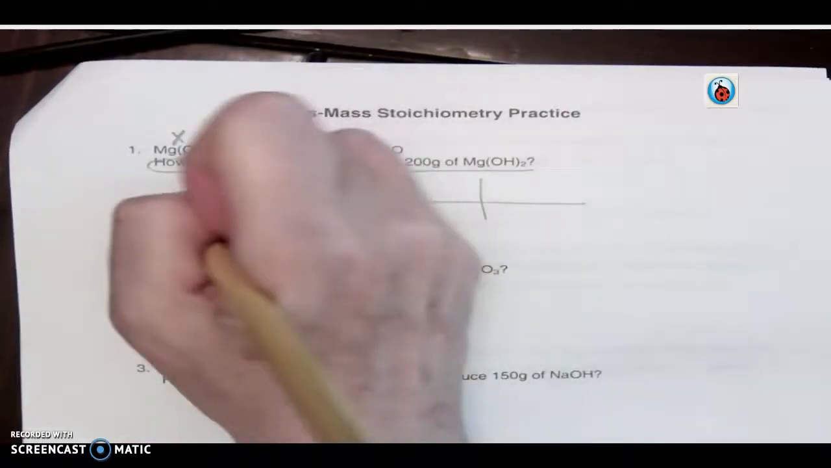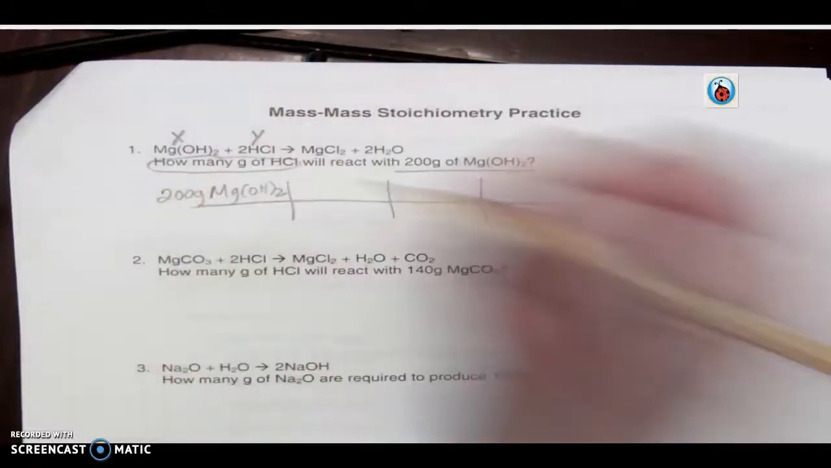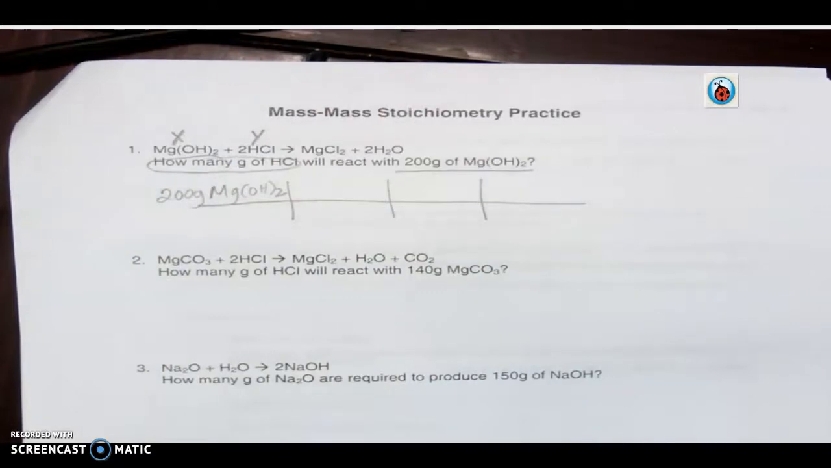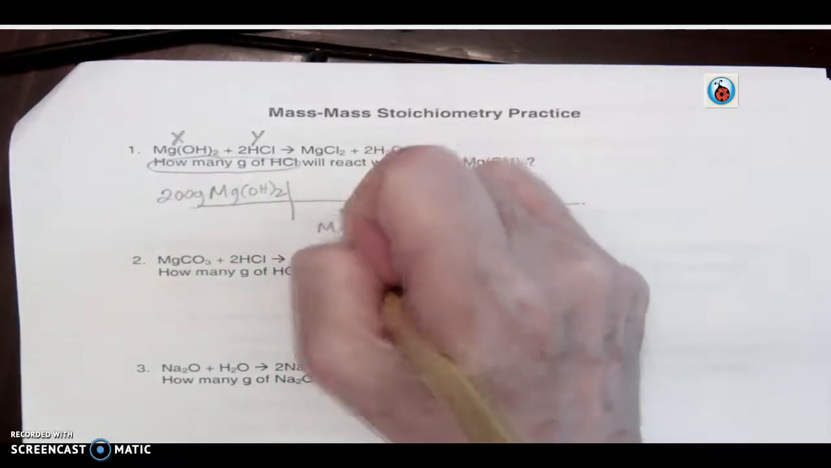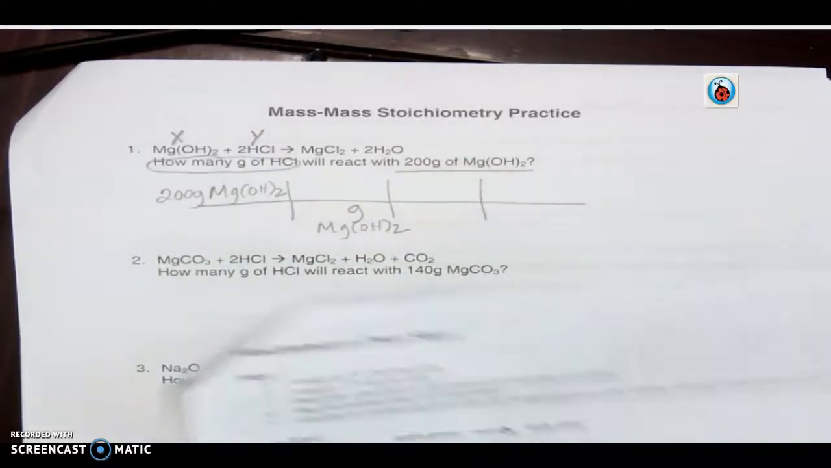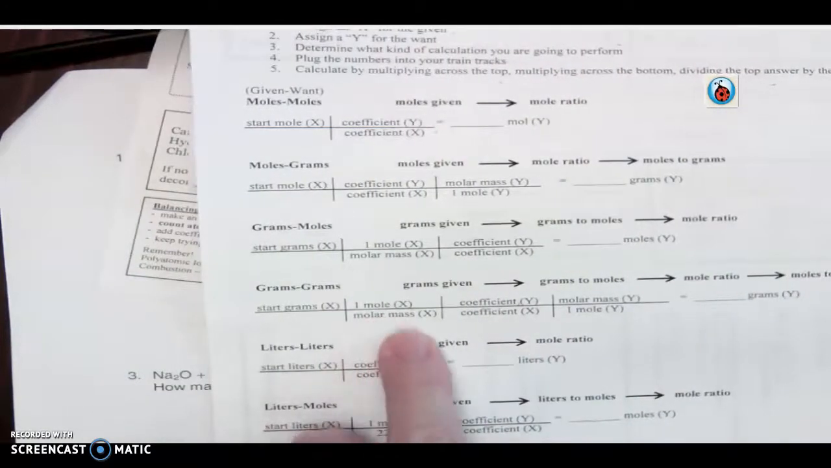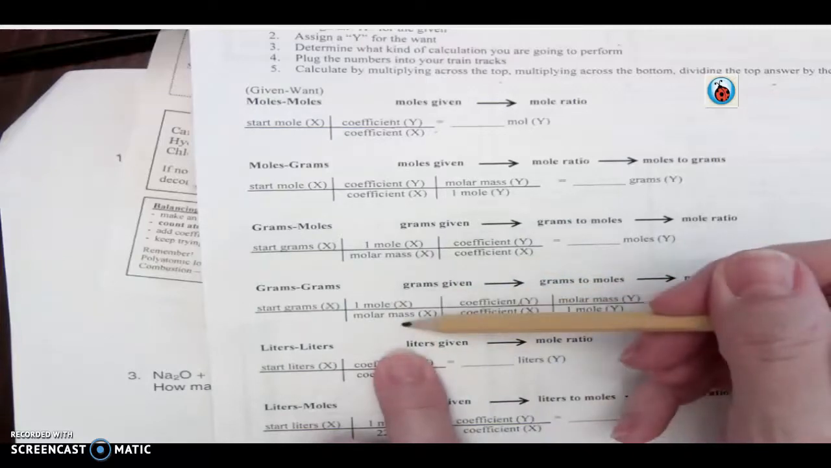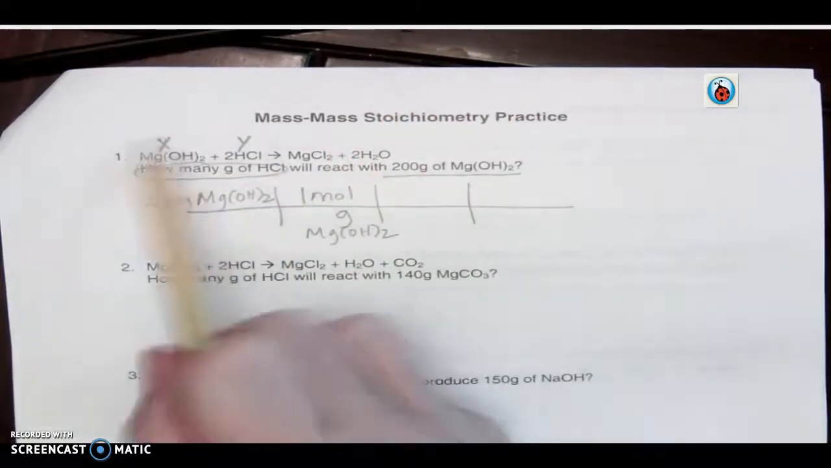So grams of X. What do we know? We've got 200 grams of this magnesium hydroxide, right? And we learned when we did mole-to-mole problems, what needs to go diagonal? Grams of magnesium hydroxide, because I need that to cancel out. Where am I going to get grams of magnesium hydroxide? Well, let's go to the cheat sheet right here, and it says I'm going to do a mole conversion. How am I going to get to moles of magnesium hydroxide? Well, I'm going to use 1 mole over my molar mass of X. So I've got 1 mole on top, and I'm going to need the molar mass of this right here.